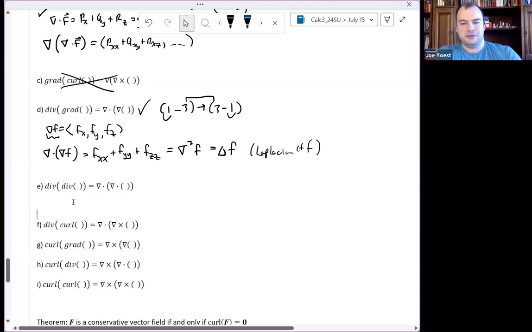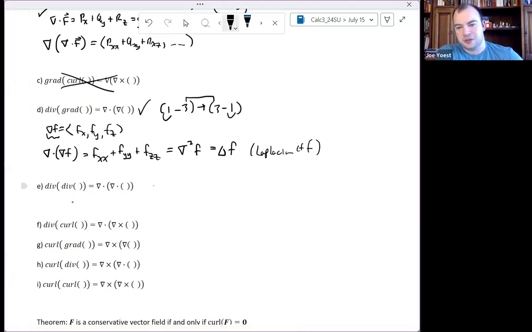Can we take the divergence of a divergence? A divergence wants to take as input a vector field and give as output a scalar function. Can I plug that into something that wants to take a vector field as input? No, I cannot.